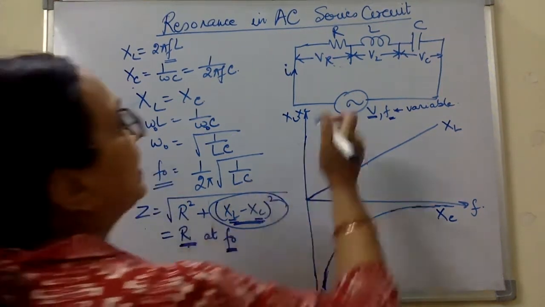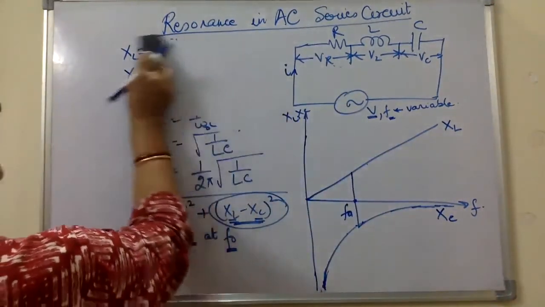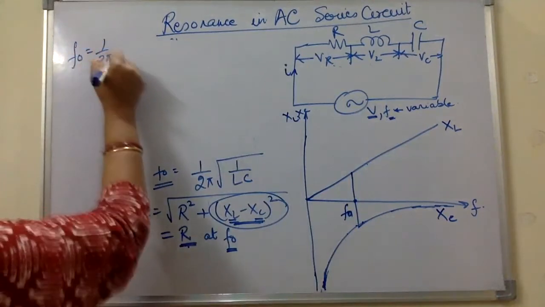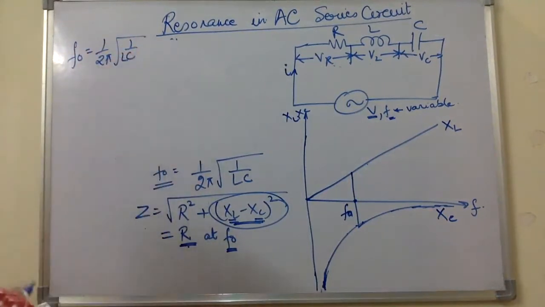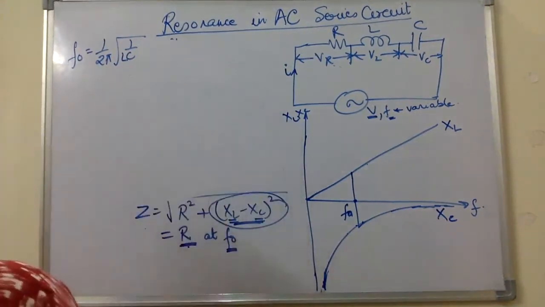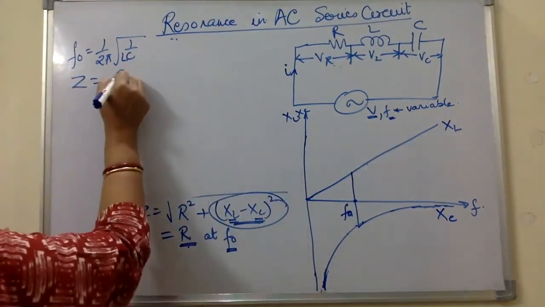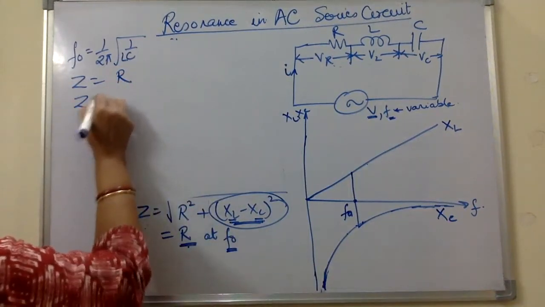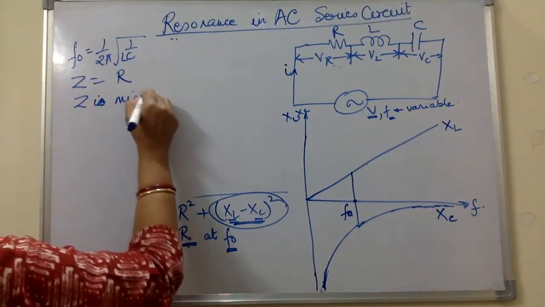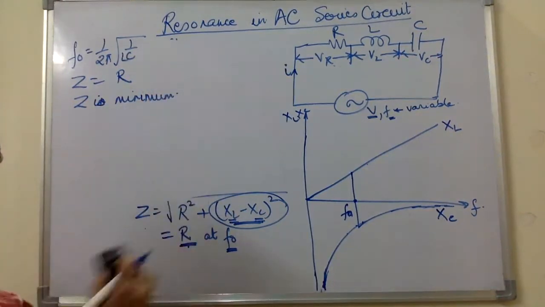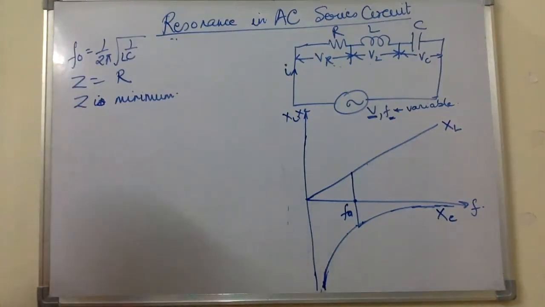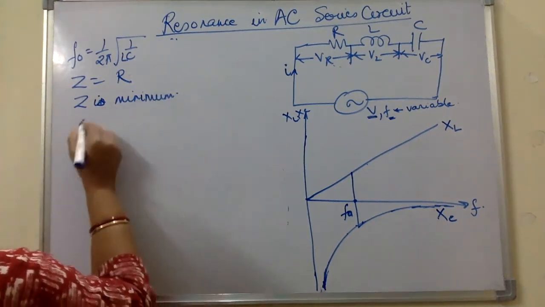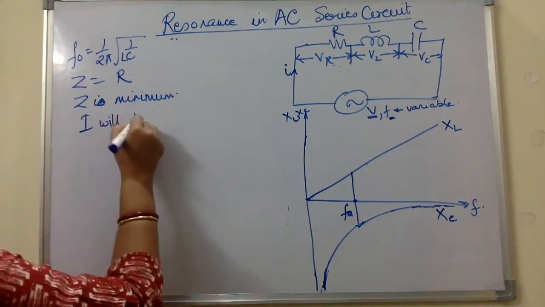We have defined F0, the resonant frequency, which is given by 1 by 2 pi under root 1 by LC. The second thing we define is Z is equal to R, and Z is minimum at resonance. Now, the third thing is, because Z is minimum at resonance, the current will be maximum.